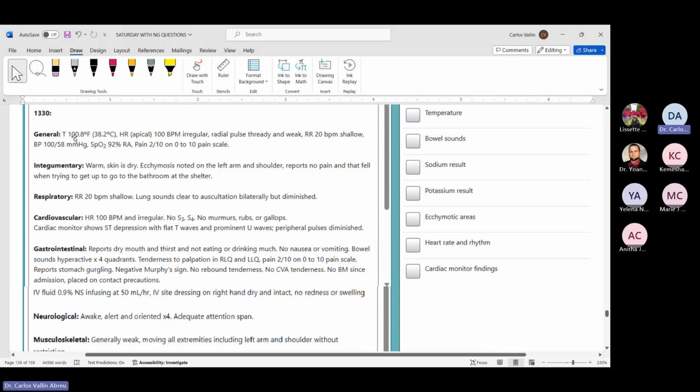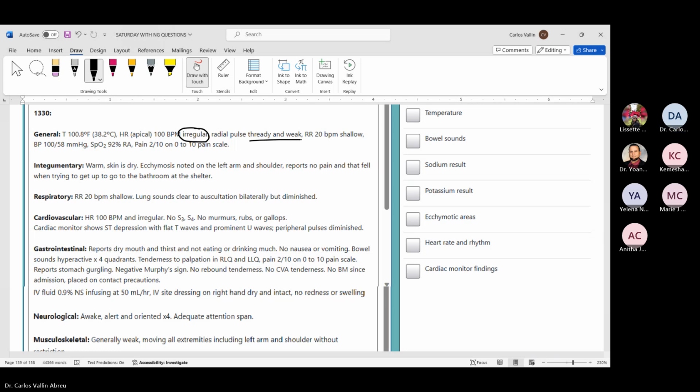The physical exam: temperature 108, so a low-grade fever, heart rate 100, so upper limit, but irregular. This is important. Irregularity suggests cardiac dysrhythmia, which is very important in a client with dehydration and electrolyte disbalances, especially hypokalemia. Radial pulse is thready. Thready means that it's weak, and it's because of the dehydration problem, the decreased volume.